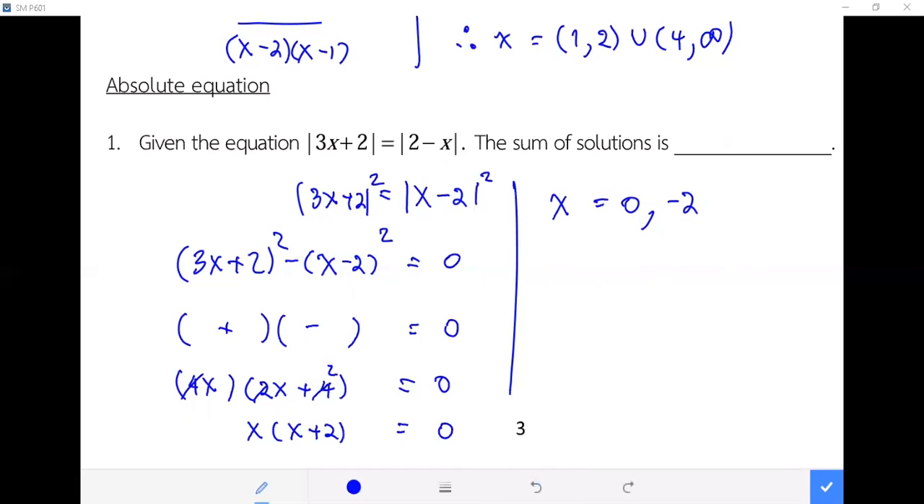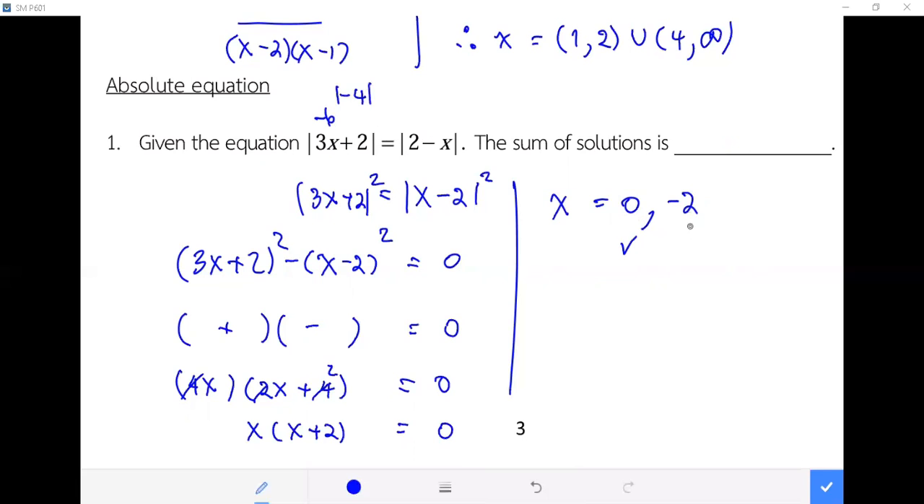right? Let's check the answer first. I give x is 0. Put it there. You have 2. If x is 0, okay, 2 is equal to 2. So this 0 is okay. How about negative 2? You put negative 2 there, right? Negative 2 times 3 is negative 6. Negative 6 plus 2 is negative 4.